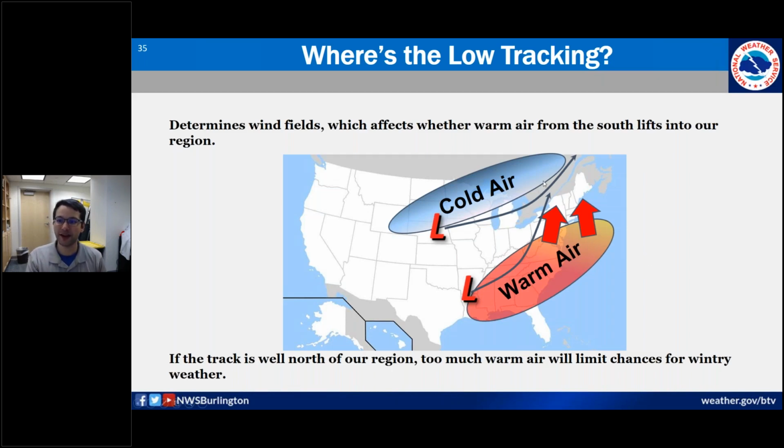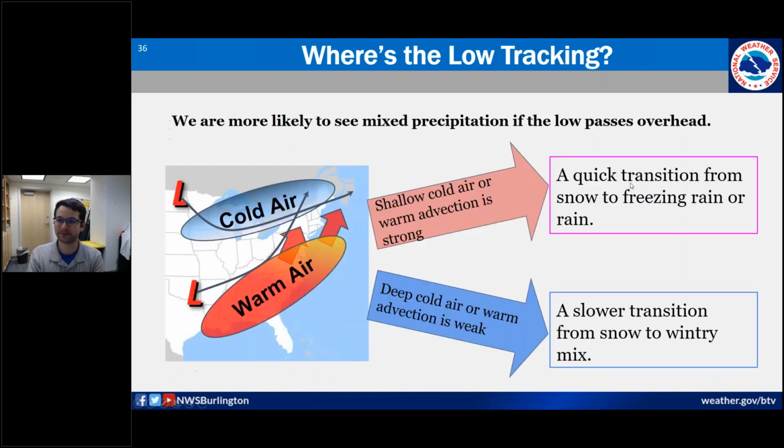If the low tracks off to our north, we get south winds, and these south winds are going to bring in warm air from lower latitudes into our area. So a low track that's well to our north oftentimes is going to result in rain or some kind of mix across our area. It's not every day we get a pure snow event out of a low track that moves off to our north and up the St. Lawrence River Valley up into Quebec province.